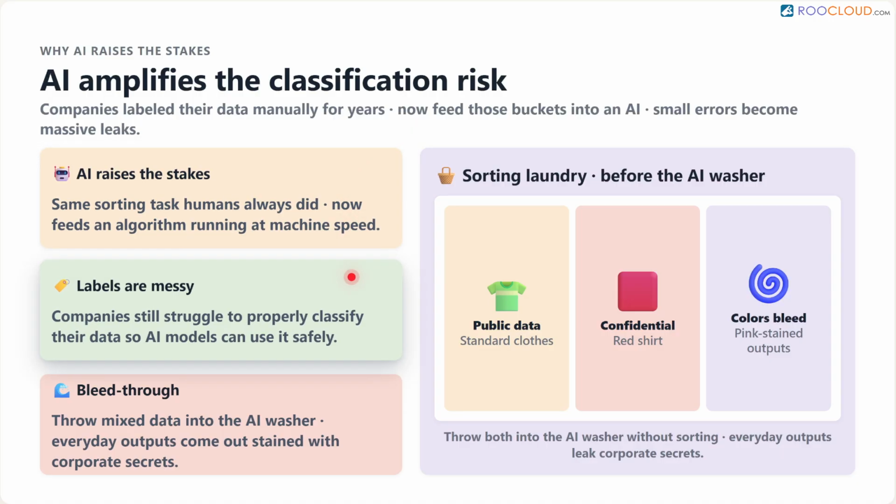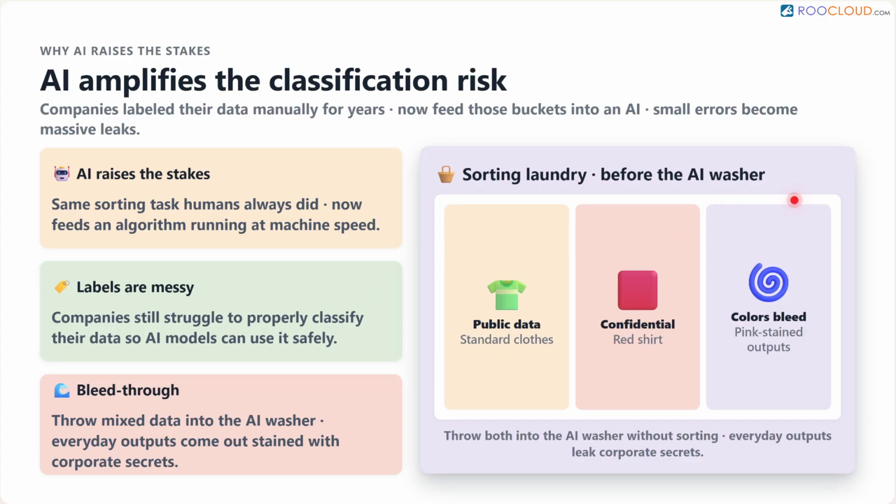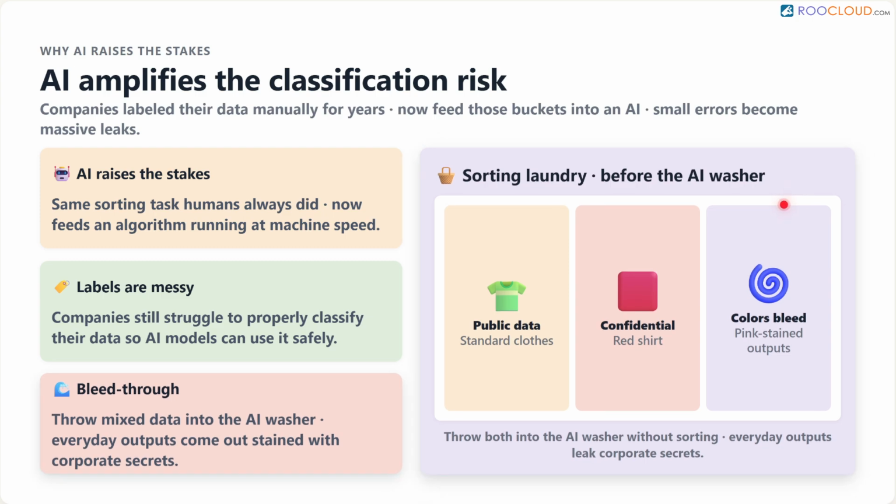Companies are currently struggling to properly label their data so that it can be fed into AI models safely and efficiently. Think of data classification like sorting laundry before putting it into a washing machine. Your standard clothes are public data, while a bright red shirt is your highly confidential data. If you fail to separate them and throw everything into the AI washing machine together, the colors bleed. Suddenly, all your standard clothes are stained pink, meaning your everyday public outputs might now contain traces of your deepest corporate secrets.